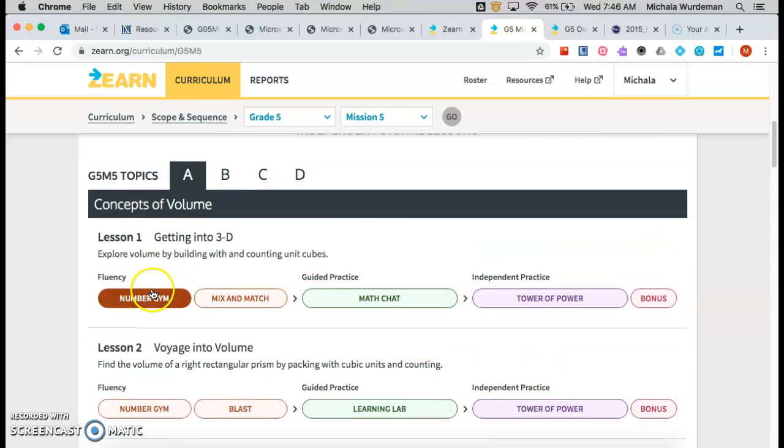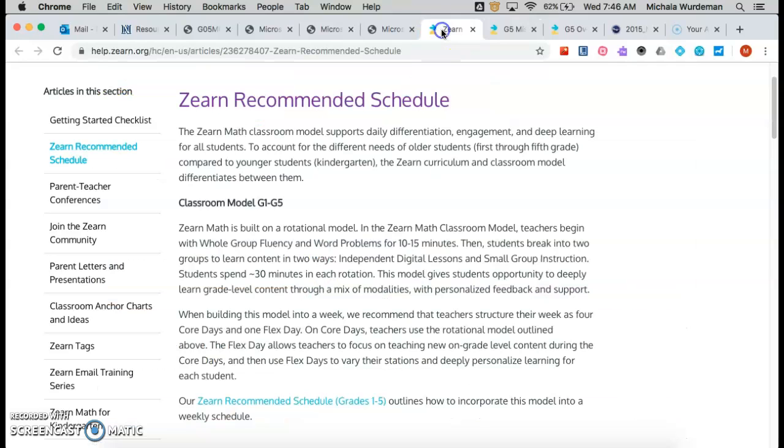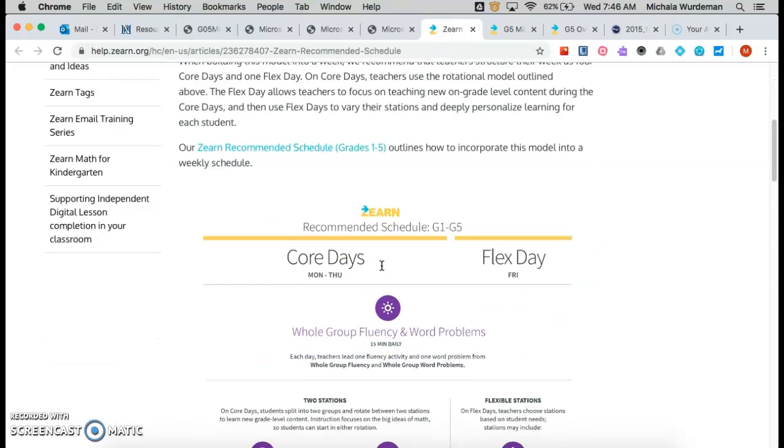It breaks down each of the lessons into what the students will be doing on the computer end of it, so they have their fluency and what they'll be dealing with there, the guided practice and the independent practice. We'll look at this in a second, but the guided practice has nice videos for the students to look at as well.